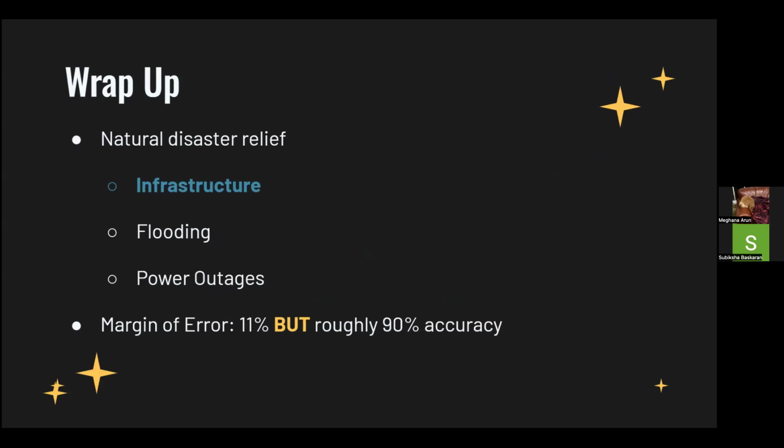To wrap it up, our initial prompt was to make a CubeSat that focused on natural disaster relief, whether it be damage on infrastructure, flooding, or power outages. Our team decided to focus on the infrastructure. Using our code to calculate the amount of damage done to a community, we were able to create a mission that works with an 11% margin of error, meaning that it works with almost 90% accuracy.